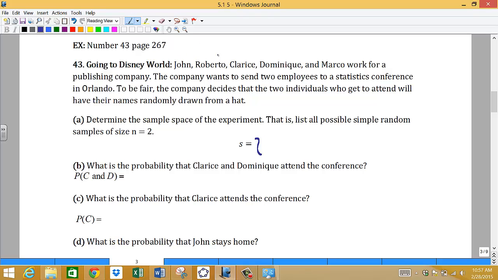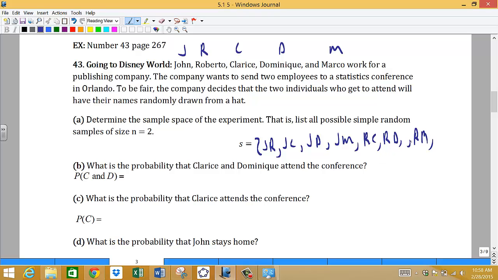So we got John, Roberto, Clarice, Dominique, and Marco. And the easiest way to do it is just to pair it up. So we got JR, JC, JD, JM, and then we go to Roberto. We go Roberto, Clarice, Roberto, Dominique, and Roberto, Marco. And then we go to Clarice, Dominique, Clarice, Marco, and Dominique, Marco. And that's it. So now we can find the probability.